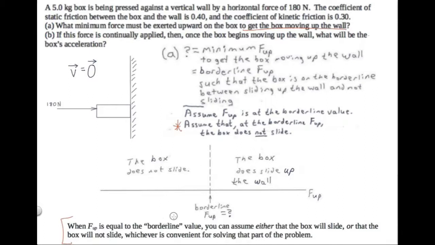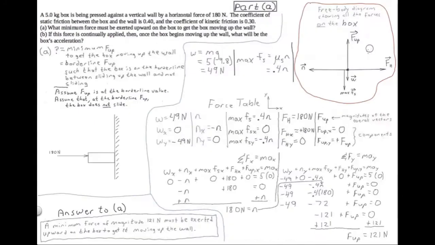And at that borderline, we can assume either that the box will or will not slide, as is convenient for that part of the problem. So again, our plan for part A is to assume that at the borderline force, the box does not slide. On this problem, if the box is not sliding, that means that the box is motionless. So I'll make a note that the velocity is 0 to indicate that the box is motionless based on our assumption for part A. Check that the given units are SI units. Yes, kilograms and newtons are SI units. Now let's work on the free body diagram for part A.